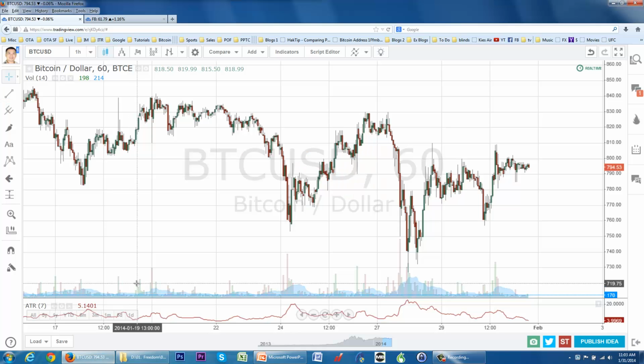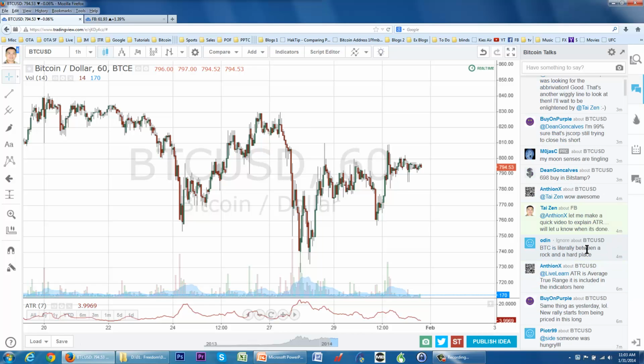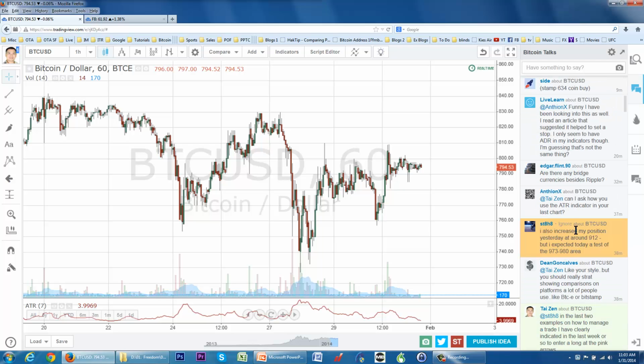Once again, I will use tradingview.com as my analysis platform here. The reason why I'm doing this ATR or average true range video is, if you'll look here in the comments, I was commenting and updating everyone on one of the example trades that I posted yesterday on how to manage a trade.